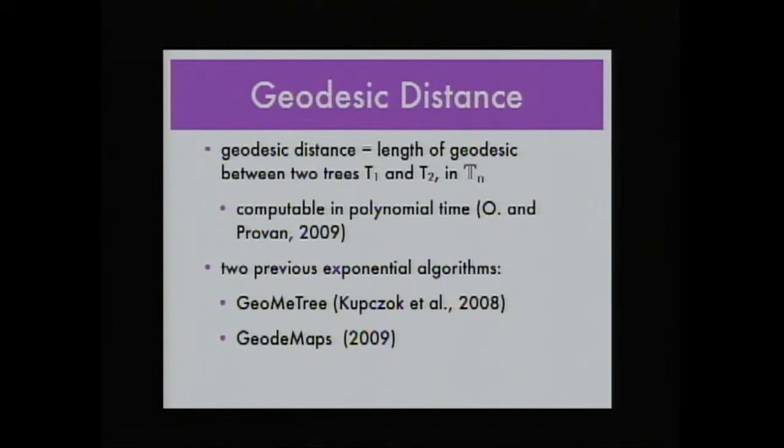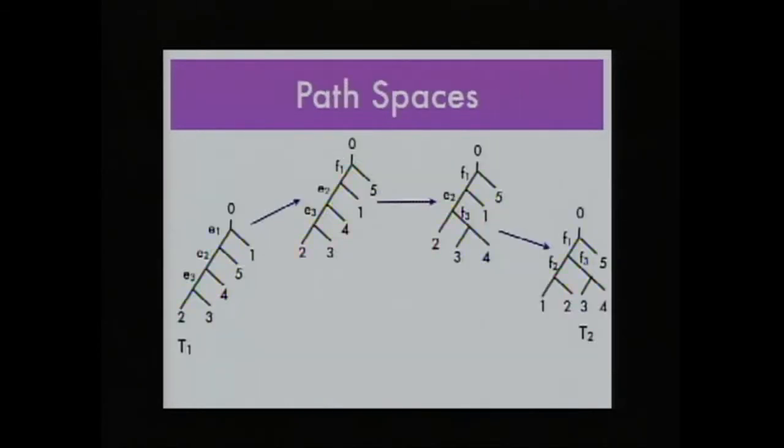So geometry is from a group in Vienna, and then the geode maps was from my thesis. And then before that, there was also a root 2 approximation algorithm that was very fast in polynomial time. So basically, there was this theoretical idea of tree space and distance, and until very recently, there were no algorithms to compute anything on it. And so it's just now that people are actually able to do the computations and start applying it to biological problems. Okay.